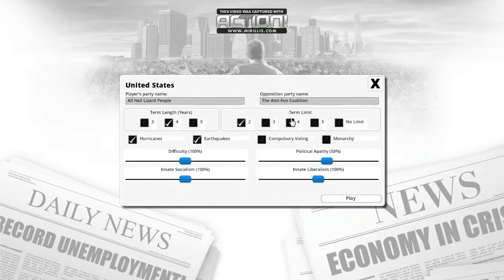And the term length and term limit are by default set to the real laws of the country that you chose to play. So 4 years term length, and in the United States, president only gets 2 terms. But I think Mr. President Obama would agree with me that 2 terms is not enough to fix the problems of the United States. So I'm going to select no limit. So as long as I keep getting voted back in, I can stay.